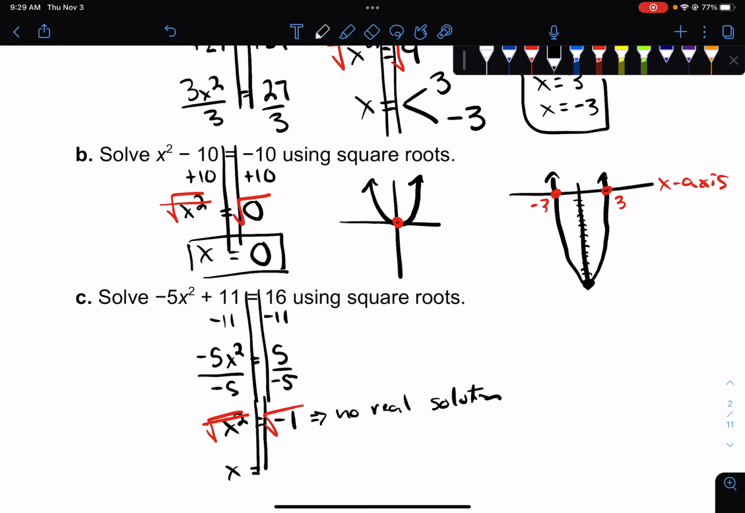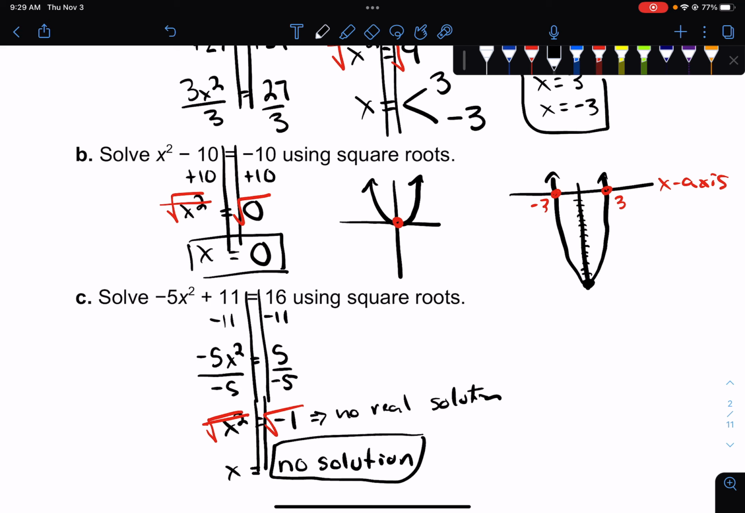What happens if I try to take the square root of a negative? That's impossible. I can't do that. There is no such answer. So there is actually no solution to this equation. When it says solve, I can't solve it. There's no solution to it, all right?